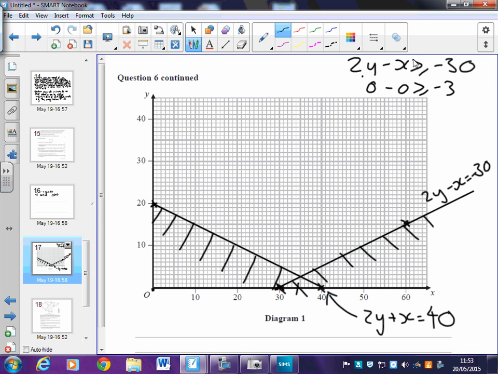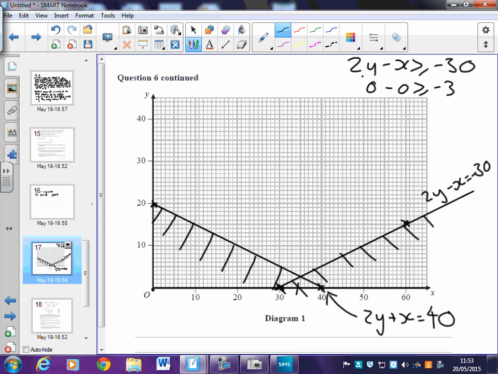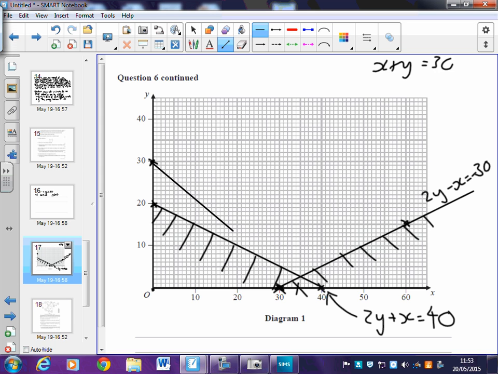Okay, then onto the constraint that we made, which was x plus y is bigger than or equal to 30. So, again, I'm just going to do my working out up here as I'm going. So, x plus y equals 30. If x was 0, that would give me y is 30. If y was 0, that would give me x is 30, so that's going to be down there. Draw myself a line, and it's going to look like that.